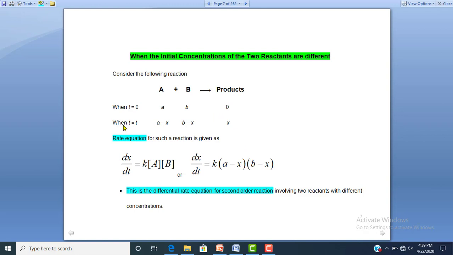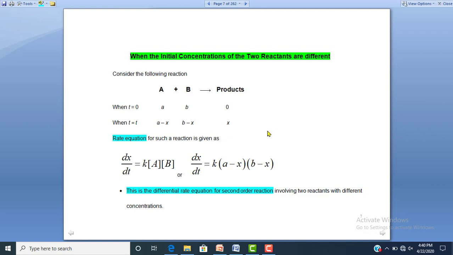But when some time has passed, then x mole of the products are produced. Obviously, this x has been produced from reactants A and B, so the remaining concentration of molecule A after time t is a minus x, and the concentration of molecule B after time t is b minus x.